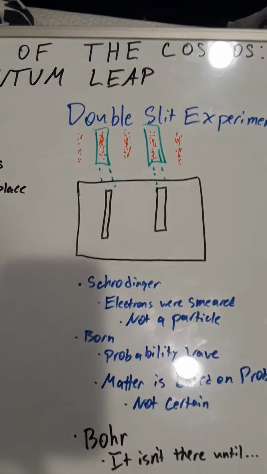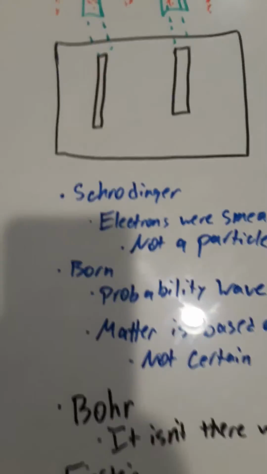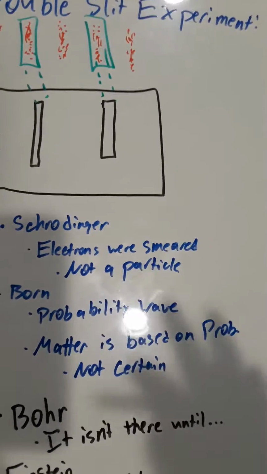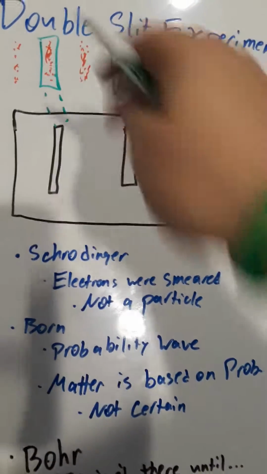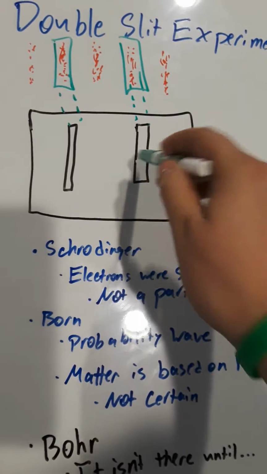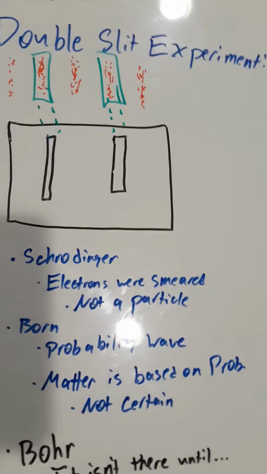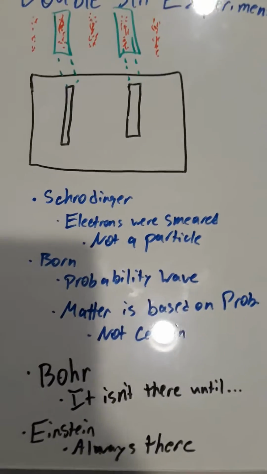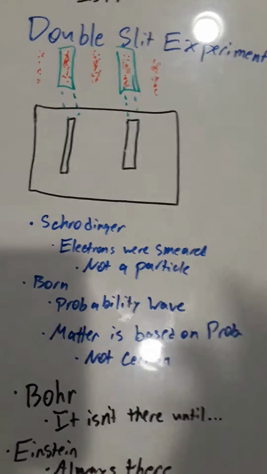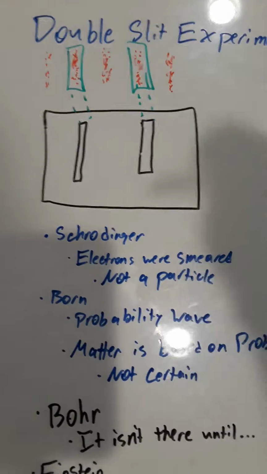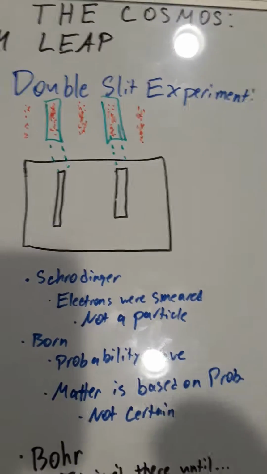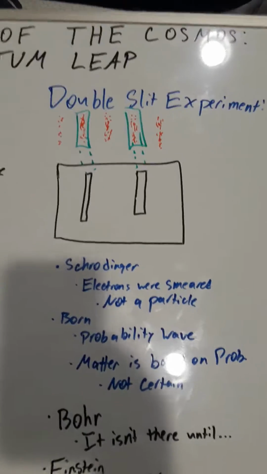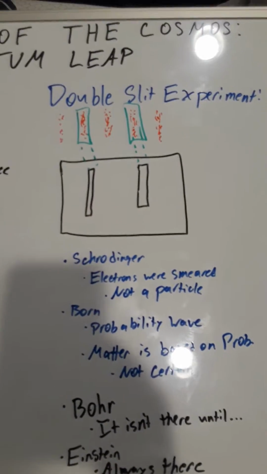The reason for that is there were two theories. Schrodinger said that electrons became smeared, so they weren't just a particle. If they went through, they would smear out and hit all over. Born talked about how there's a probability wave, and how matter isn't certain, it's based on probabilities. In these areas it's more statistically likely that if you look there, you'll find an electron. It was an interesting thought process. Still trying to wrap my head around it a little bit.